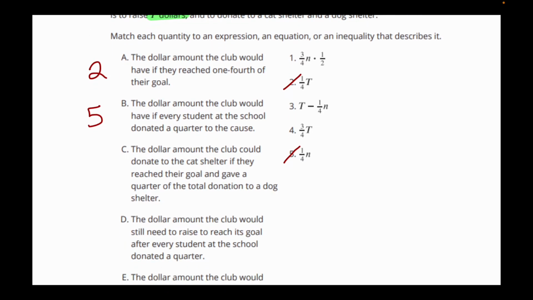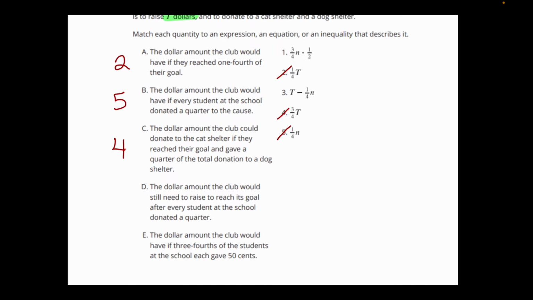Okay, the dollar amount they could donate to a cat shelter if they reached their goal and gave a quarter of the total donation to a dog shelter. So they reached their goal, and then they're giving 1/4 to a dog shelter. Well, that means we should have 3/4 of the goal amount left. So this is going to be number 4, which is 3/4 of T, and then they could give 3/4 to the cat shelter.